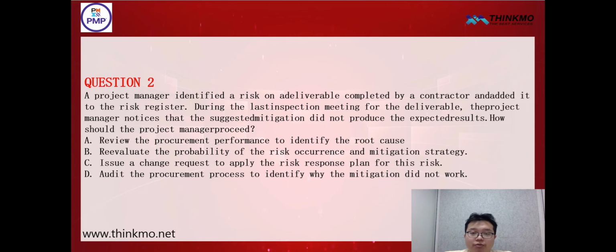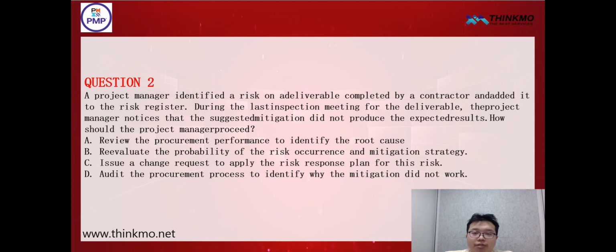Option A is to review procurement performance to identify the root cause. Option B is to reassess the probability of the risk occurring and the mitigation strategies. Option C is to submit a change request to implement the risk response plan for this risk. Option D is to audit the procurement process to identify why the mitigation measures did not work effectively. We can take a look at these four options.